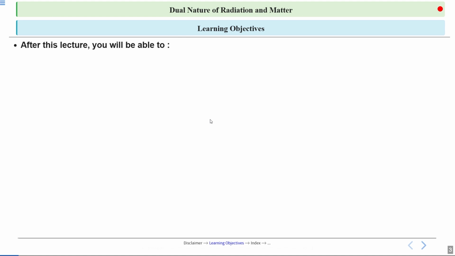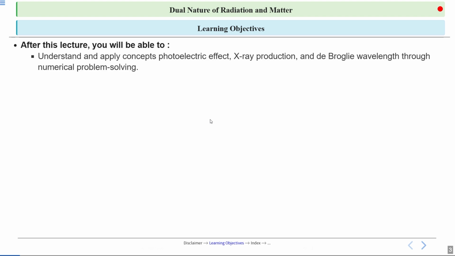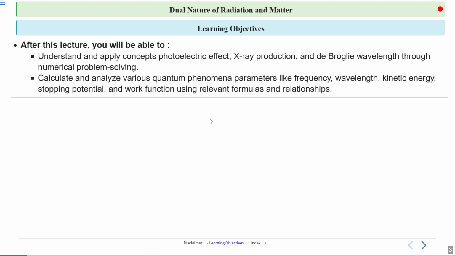Learning objectives. After this lecture you will be able to understand and apply concepts of photoelectric effect, X-ray production and de Broglie wavelength through numerical problem solving. Then calculate and analyze various quantum phenomena parameters like frequency, wavelength, kinetic energy, stopping potential and work function using relevant formulas and relationships.